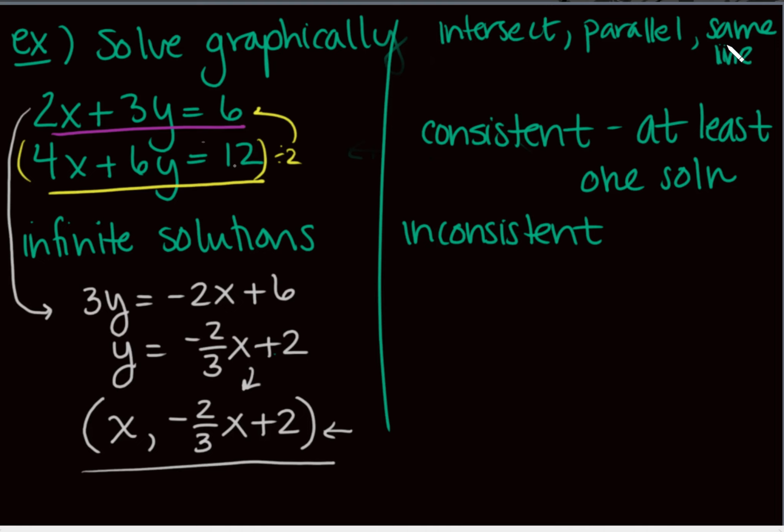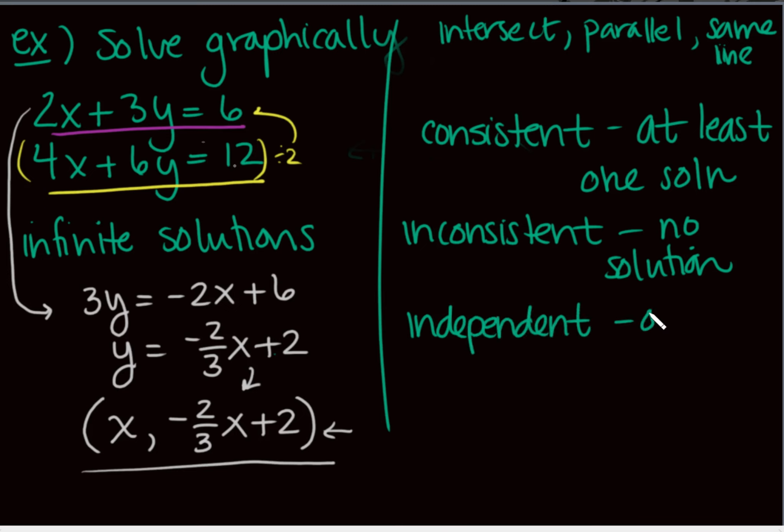Pretend there's an i in there. So if they intersect, they're going to be consistent. If they're parallel, we say they're inconsistent, which means no solution. Now, if it's independent, that means there's one solution here.